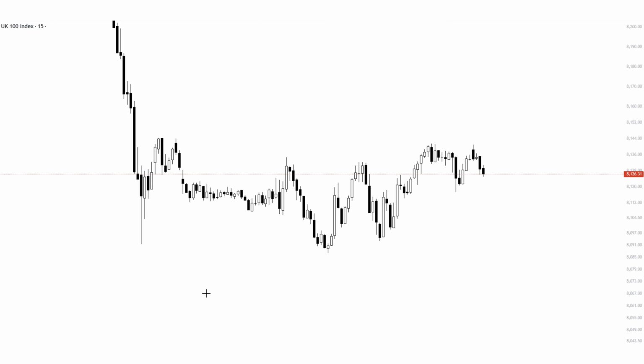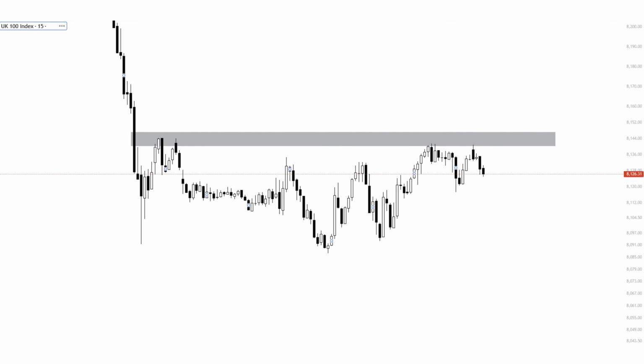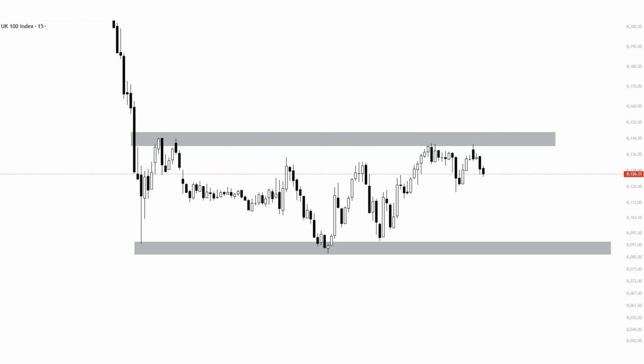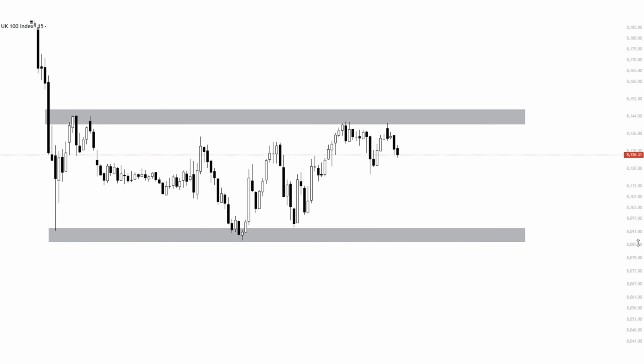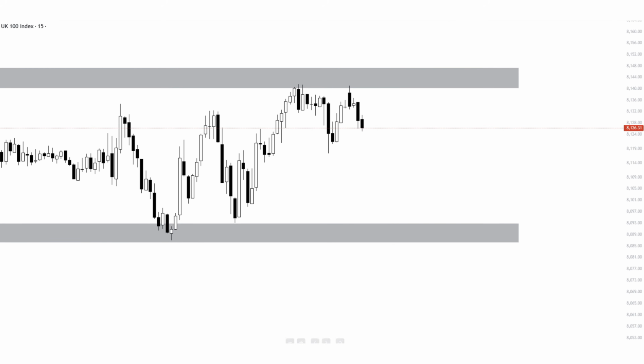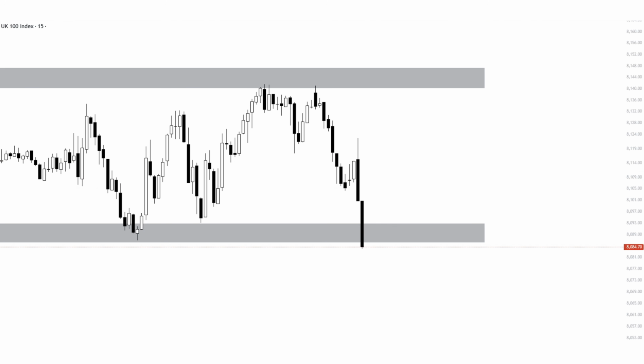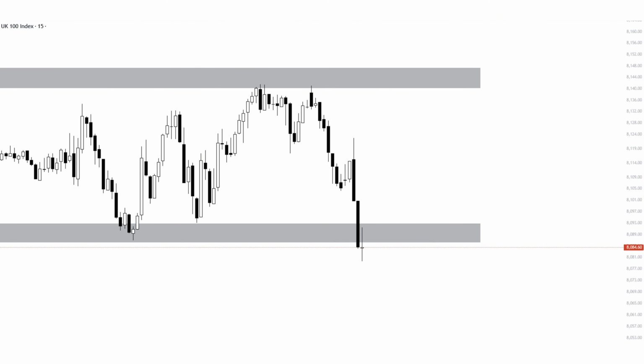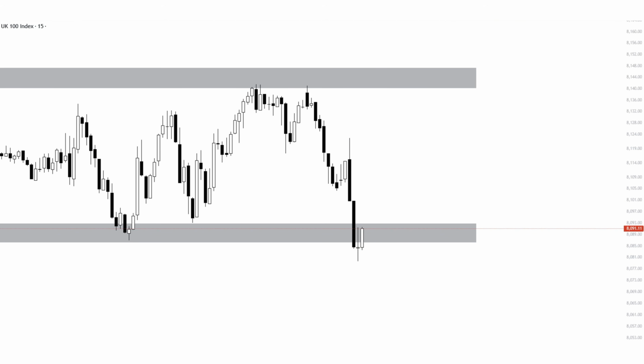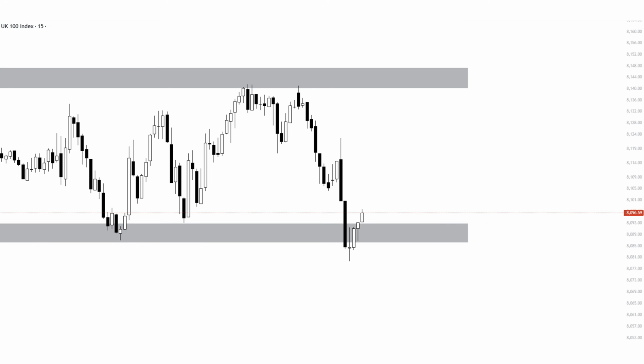We see the consolidation being formed, so we got the resistance right up here. And we also got our support down here. On the most recent price action we're able to see right now, the market has hit and rejected the resistance once again. So let's play the price. Looks like the resistance broke down. That flips the resistance into a support, and the price right now is retesting it.